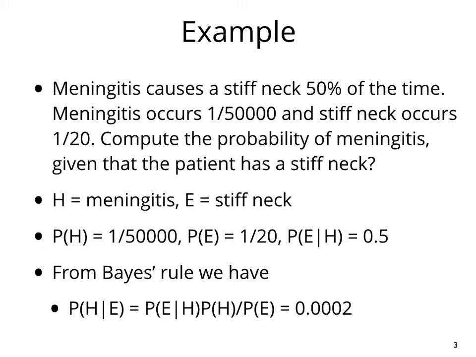So we have P(H), P(E) and P(E given H), and we can use the Bayes rule to compute the probability of H given E, which is 0.0002, which is quite a small number. So from this analysis we know that the chance of having meningitis just because of having a stiff neck is quite small.